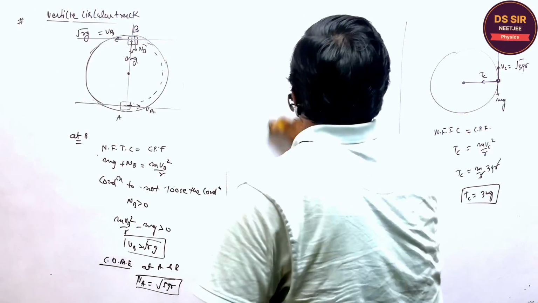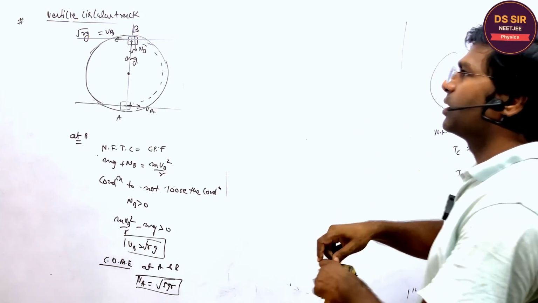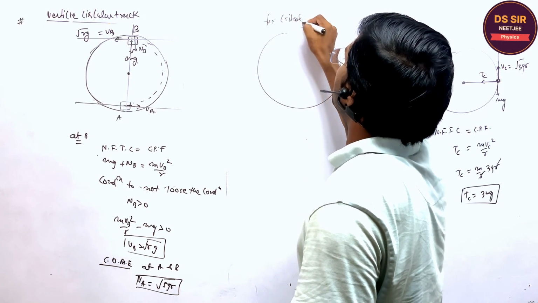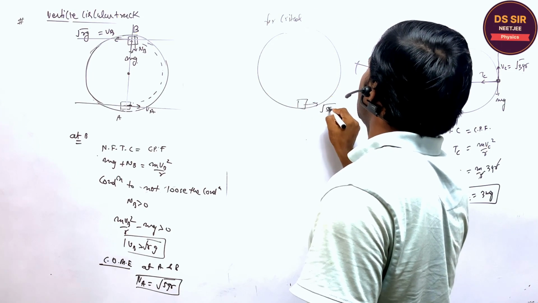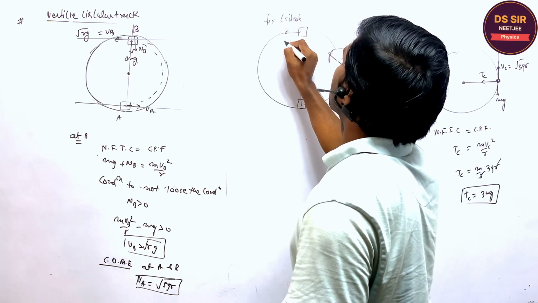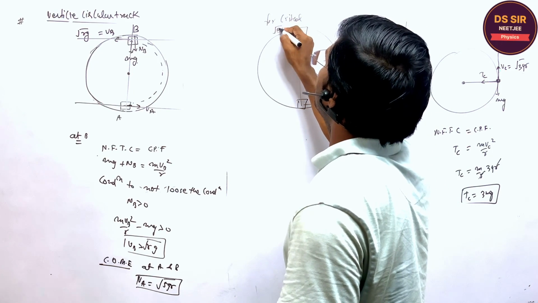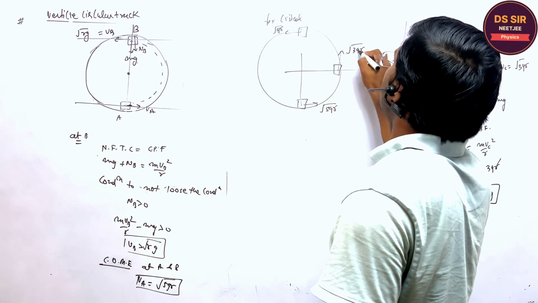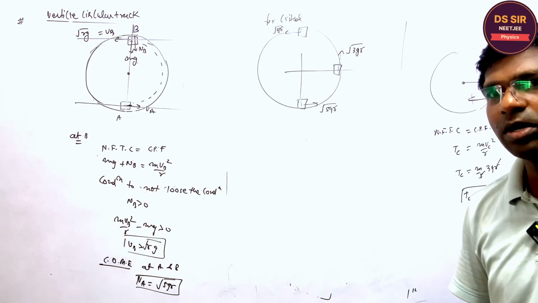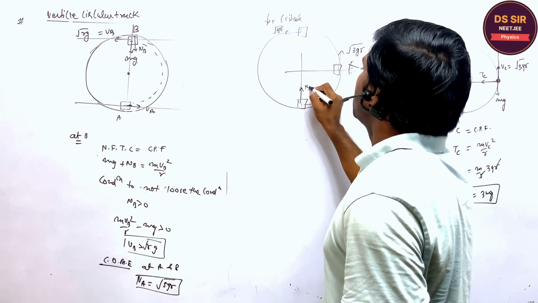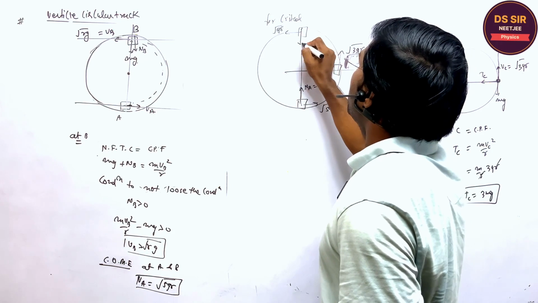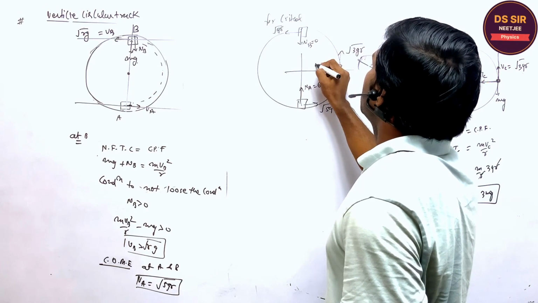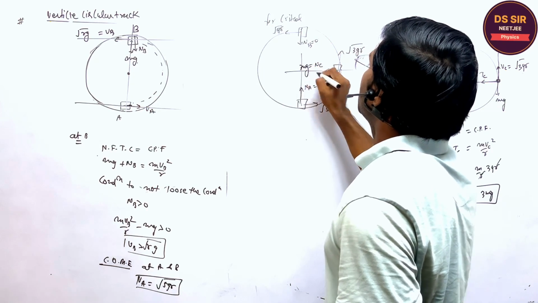Listen one thing. In the same way, for the critical condition, what is the speed over here? Say root 5 gr. What is the speed over here? Say root gr. Is it clear or not? When it becomes horizontal, what is the speed? Say root 3 gr. What is the normal? Say 6 mg. What is the normal? Say 0. What is the normal, NC? Say 3 mg. Is it clear or not?